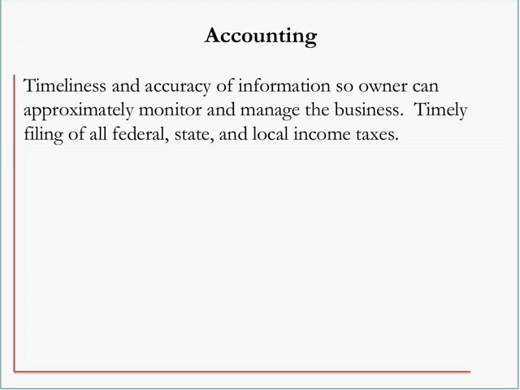Timeliness and accuracy of information so the owner can approximately monitor and manage the business. The timely filing of all federal, state, and local income taxes. As a lender, people who had current financial information, there was certainly a difference between those types of businesses and those businesses that didn't have it. Again, it's part of the process of managing a business.